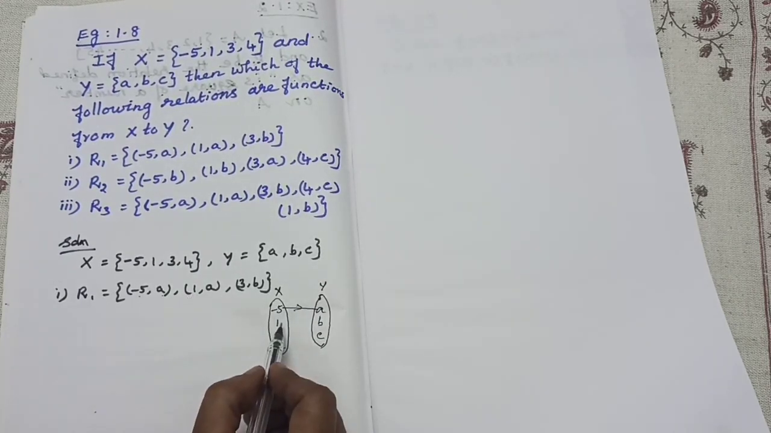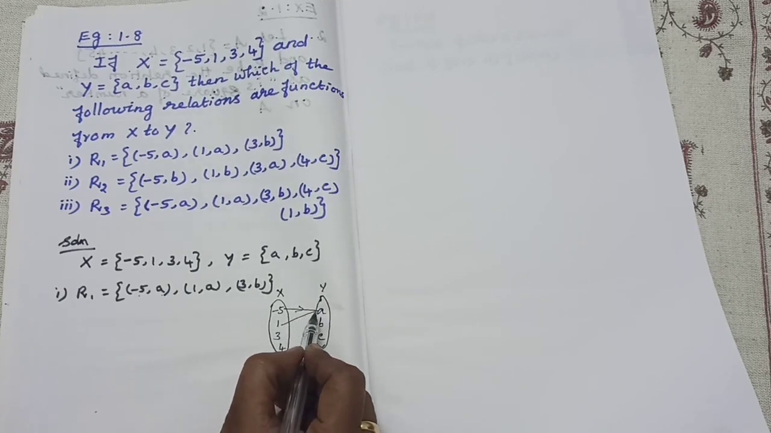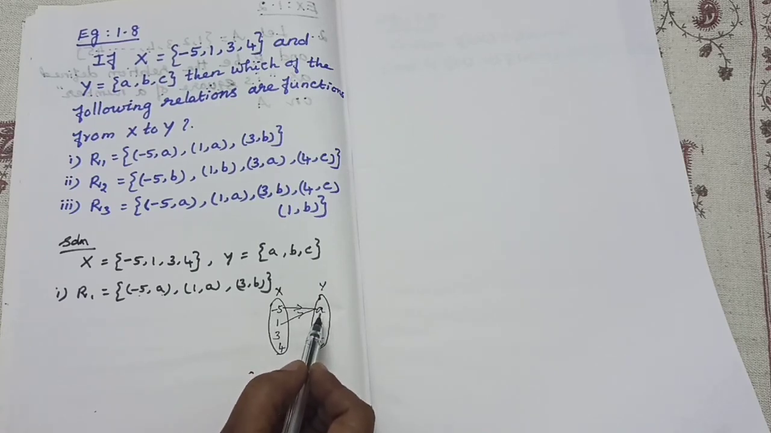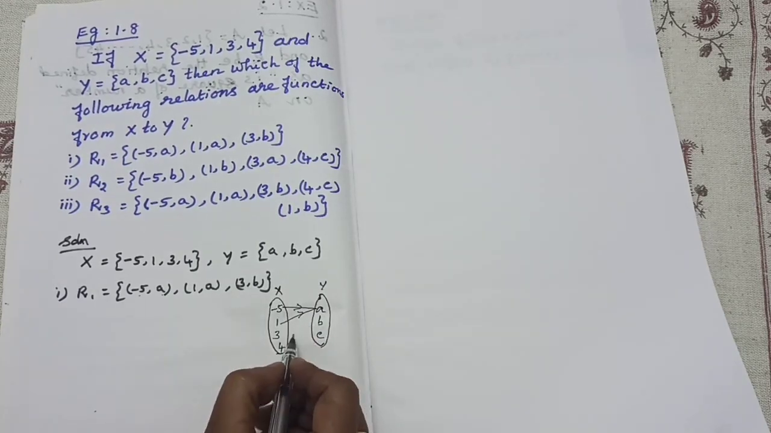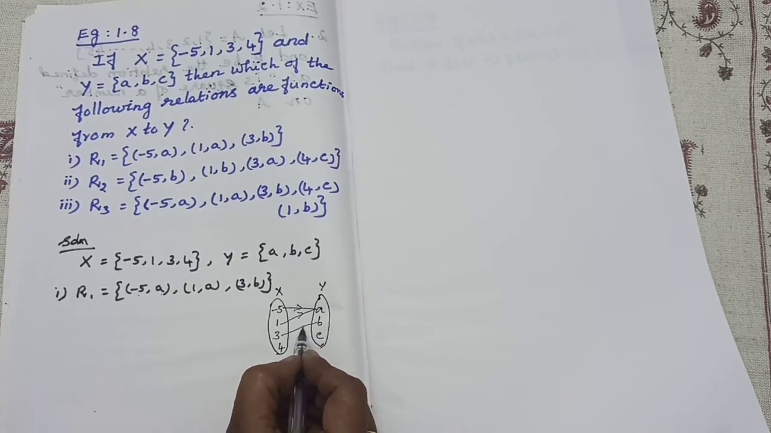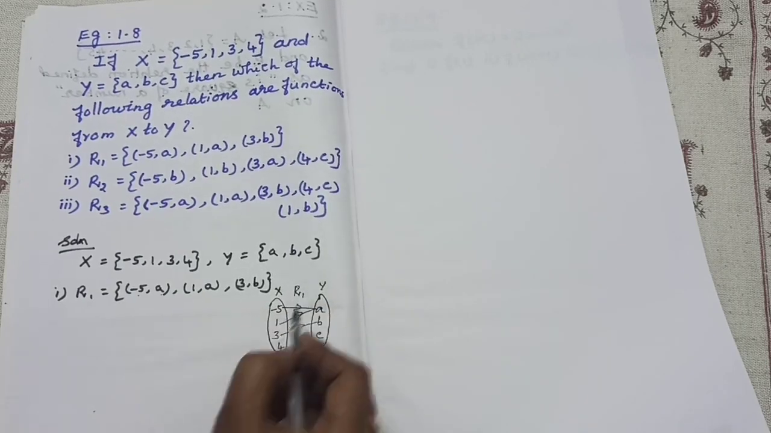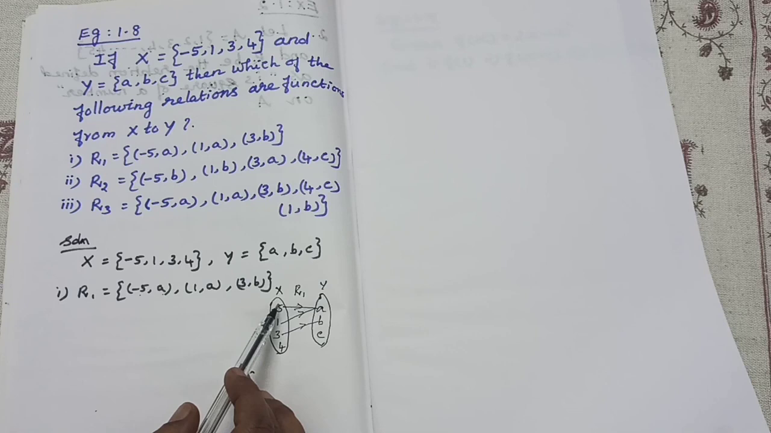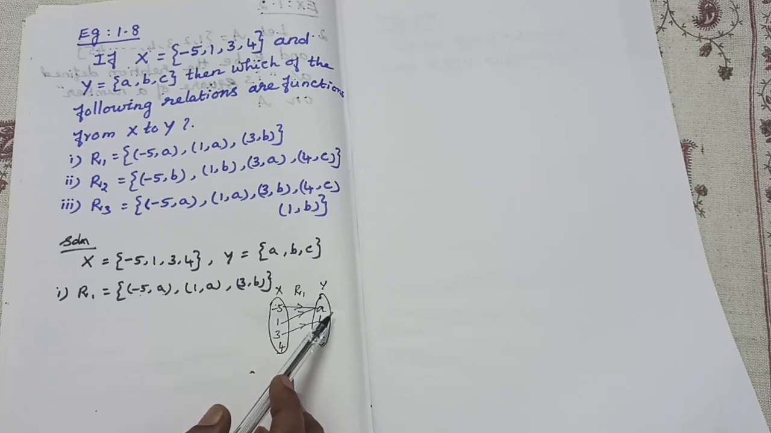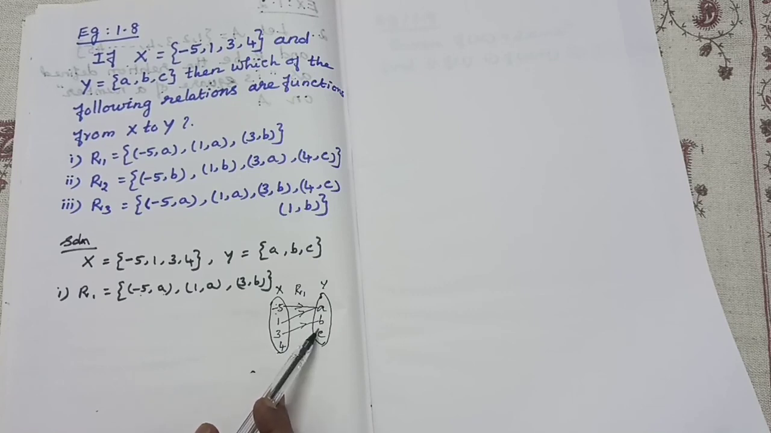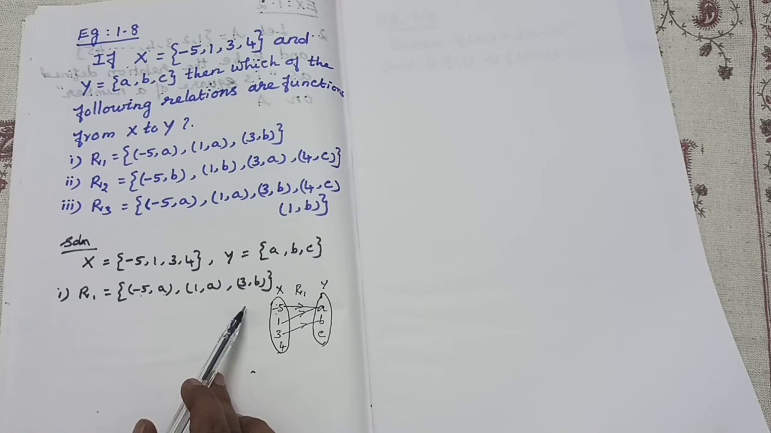Then second one, 1 and A. Mapping 1 and A. Then 3 and B. Third element is 3 and B. This is the arrow diagram. Middle we have to write R1. Then relation X to Y, isn't it? Then minus 5 is related to A. 1 is related to A. 3 is related to B. Like this the question is given.